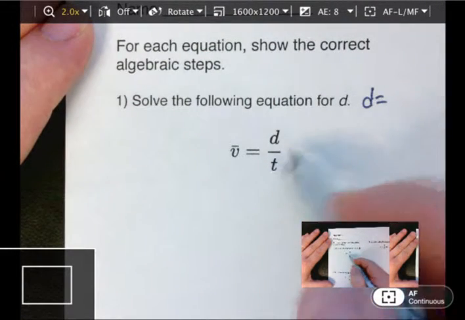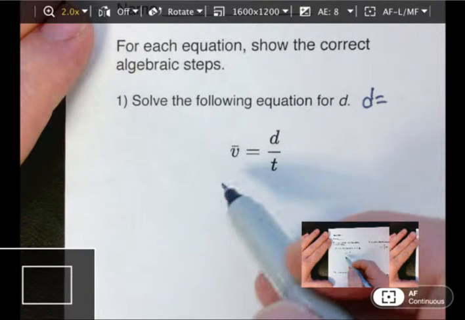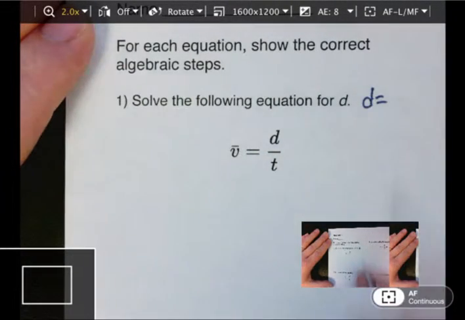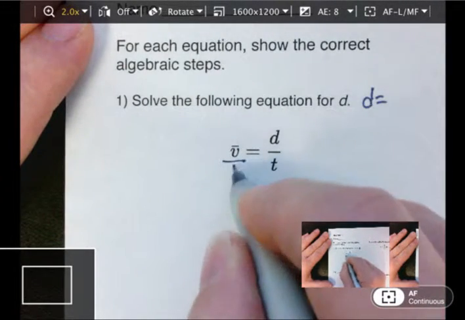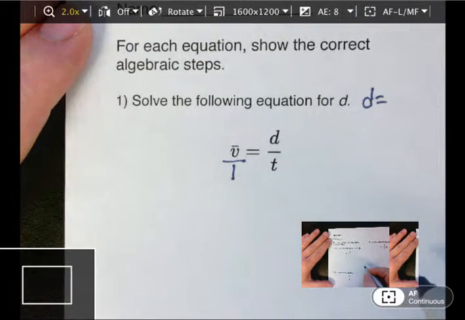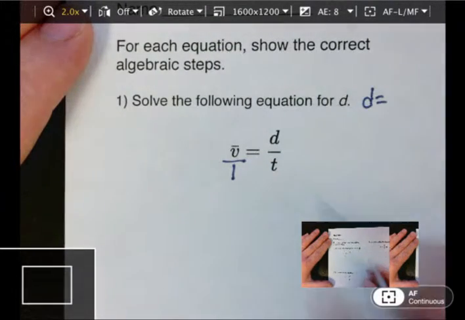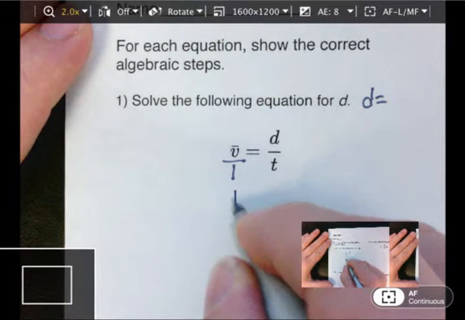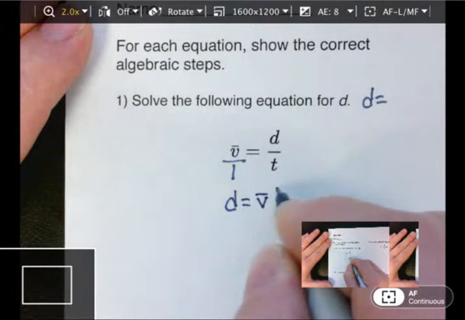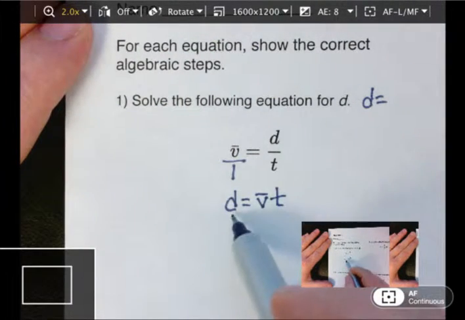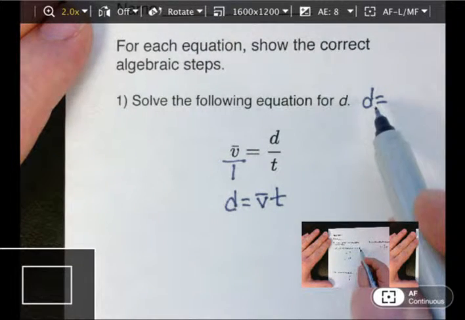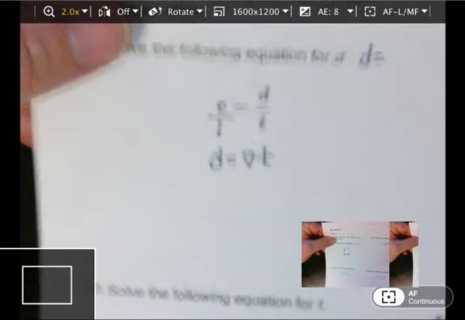When we examine our formula, we notice there's a fraction on one side and just one variable on the other side. To make this look more familiar, if we put the v over 1, we get two fractions. So if we cross multiply, we then get d equals v bar t. And now we have an expression that is d equals. Our second question is a little more involved.